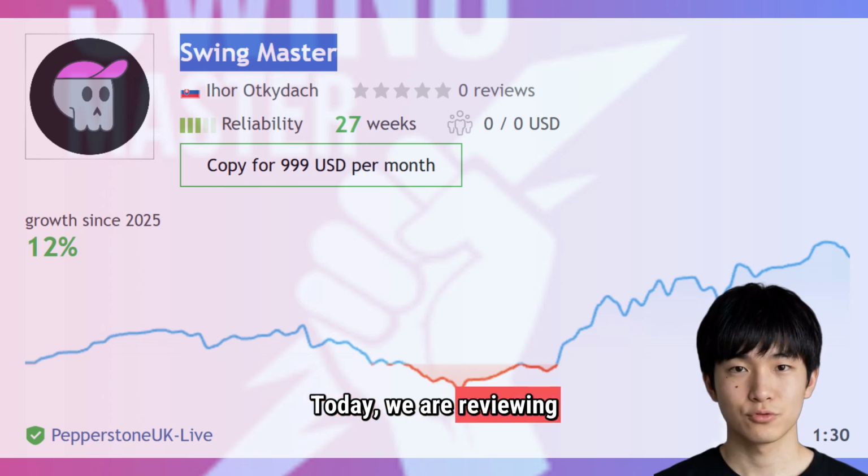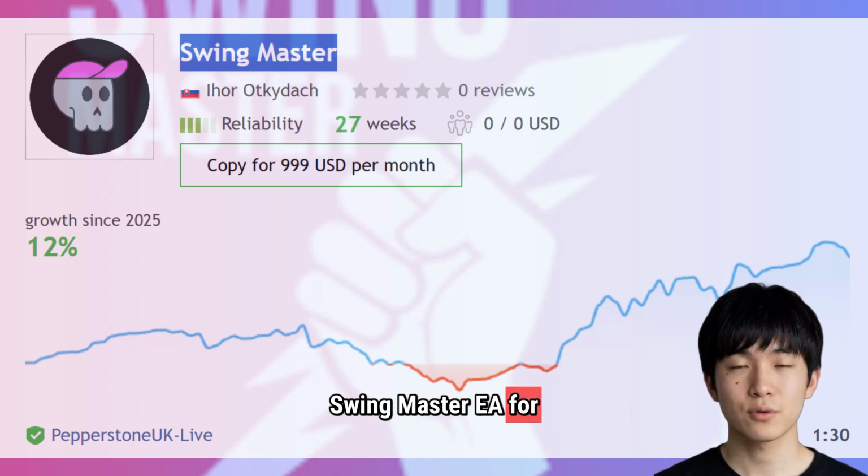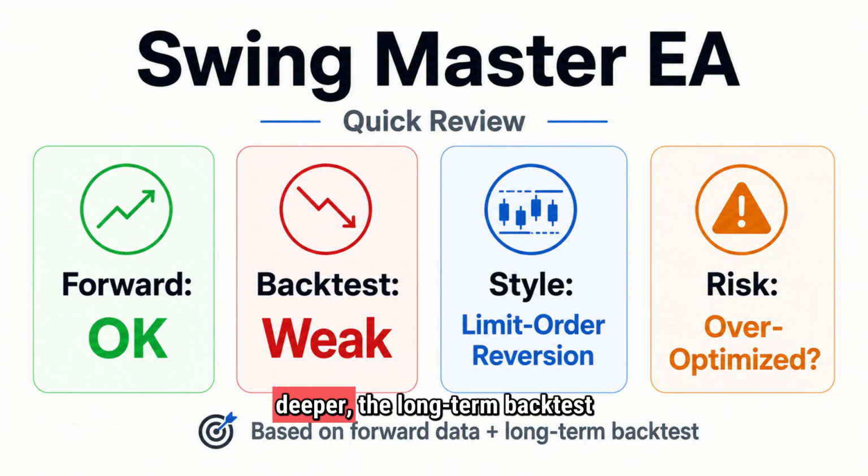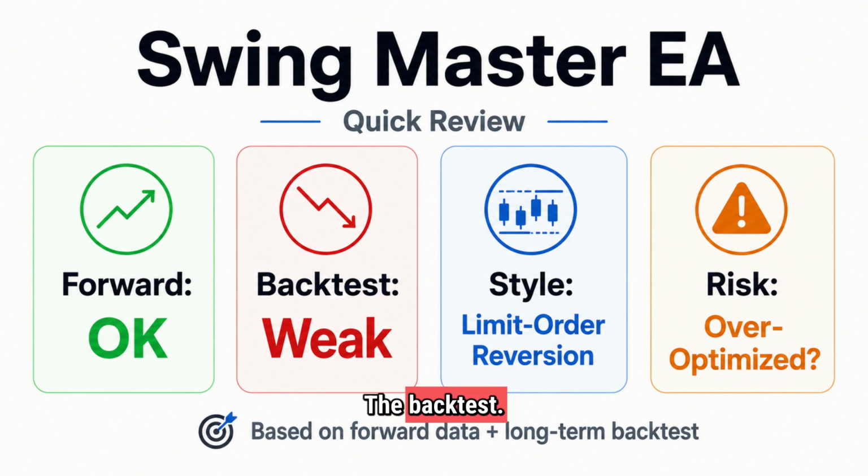Today, we are reviewing Swing Master EA for MT5. At first glance, the forward test does not look bad. But when we look deeper, the long-term backtest raises some important concerns. So in this video, I will focus on 4 points: the forward test, the backtest, the trading style, and the real risk behind the trading logic.